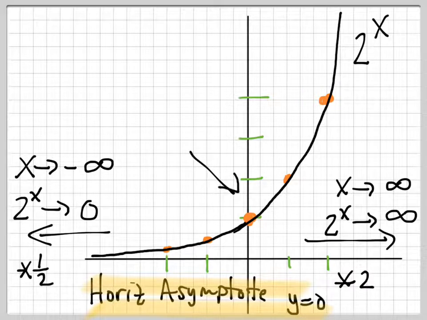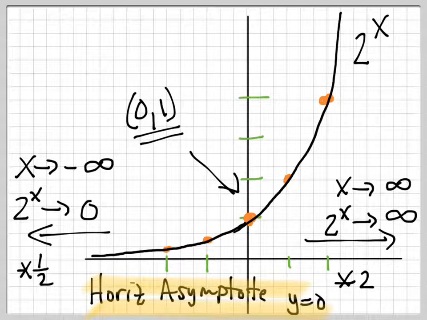Something really important is that it goes through the point 0, 1. And the other things that are important are that this function is smooth, it's continuous, and that's really it. So we have an important point, we have what the function does on the left and on the right, and we have the fact that it's smooth and continuous.